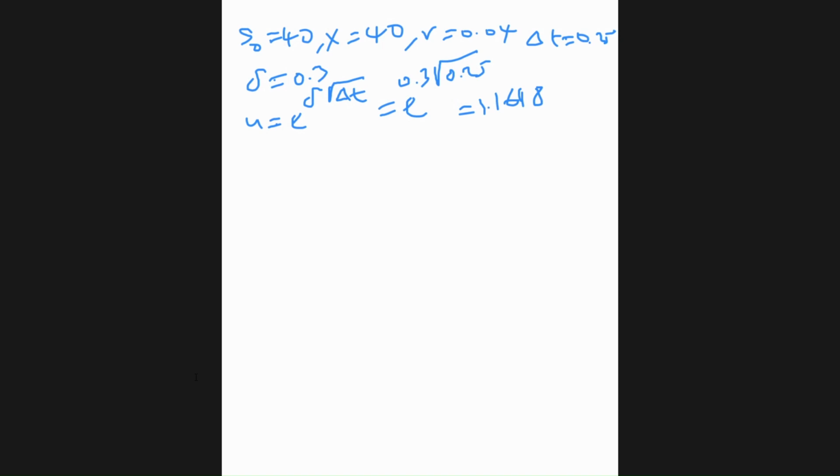Then D is simply 1 over U, which is what? It's 0.8607. Are you getting like that? Yes. It's just the inverse of what we have. Yes.